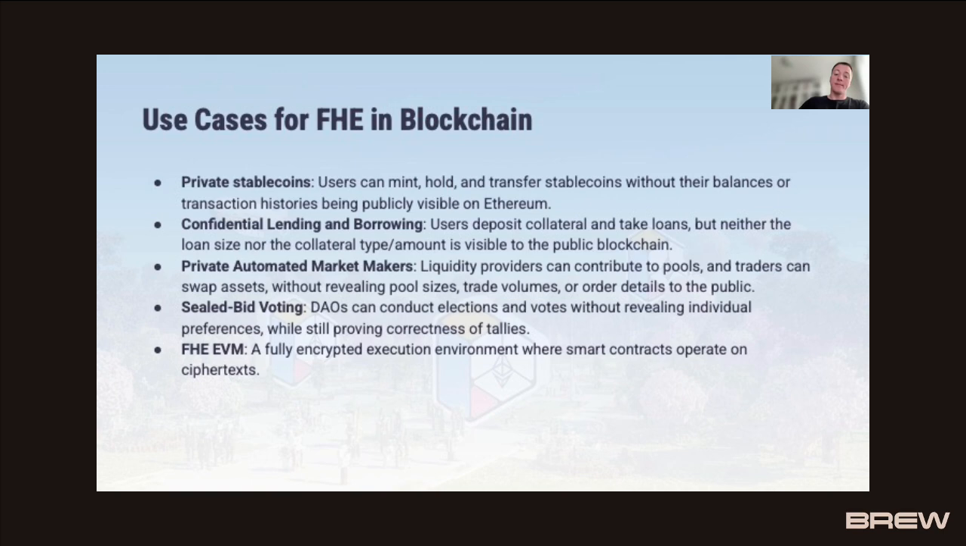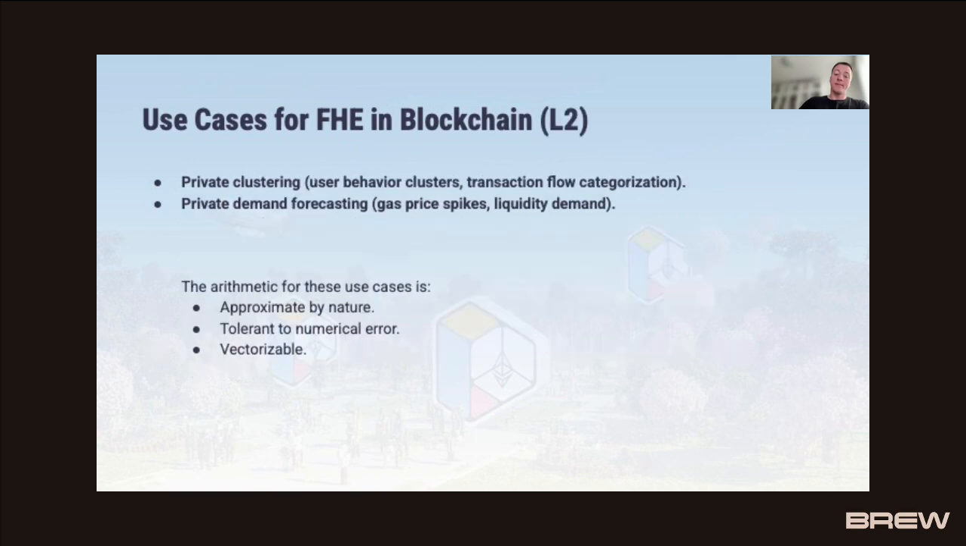Then the fourth one is secret voting, where DAOs can conduct elections and votes without revealing individual preferences, while still proving correctness of values. And lastly, FHE EVM, which would mean a fully encrypted execution environment where smart contracts operate on encrypted data inside the system. And there is another class of use cases which are perhaps more suitable for L2, more related to machine learning.